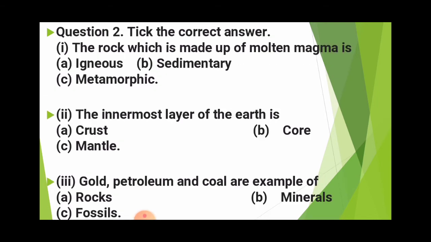Question number 2, choose the correct answers. First, the rock which is made up of molten magma is, what is the right answer? The right answer is igneous rocks. Then second, the innermost layer of the earth is core. Which is the innermost layer of the earth? It is core.